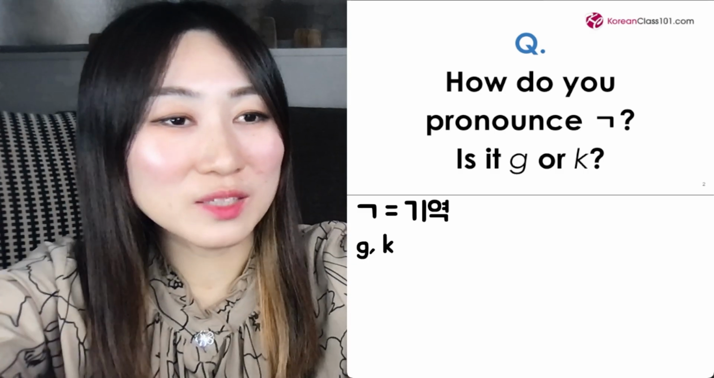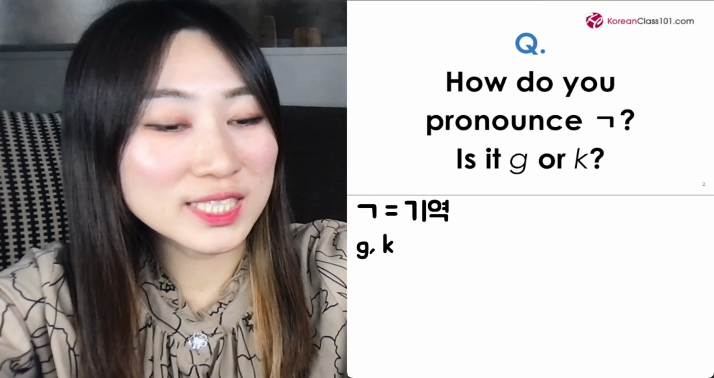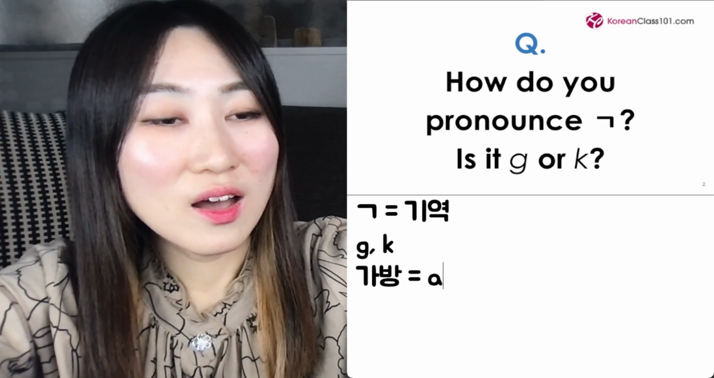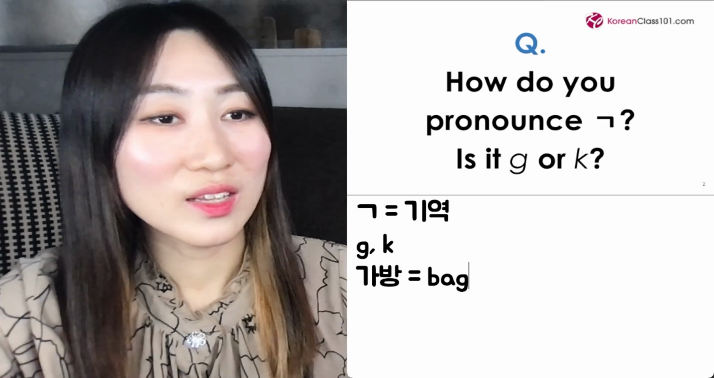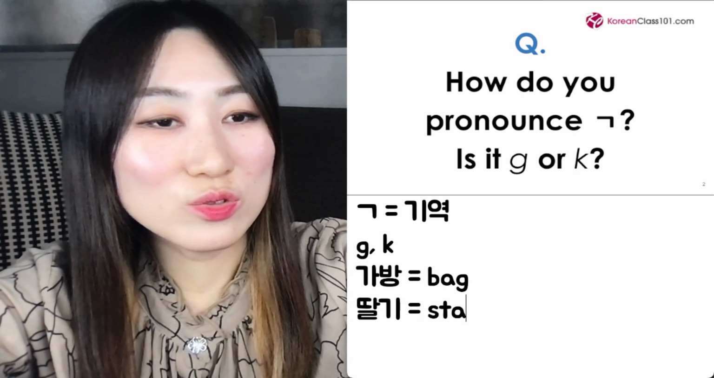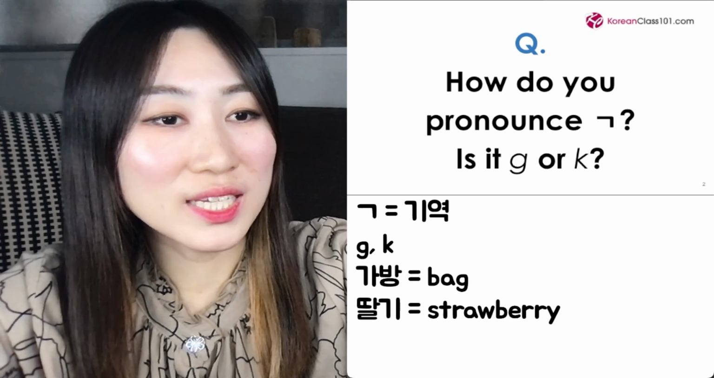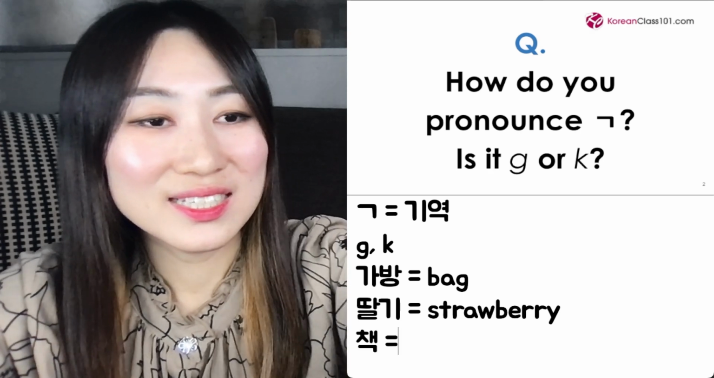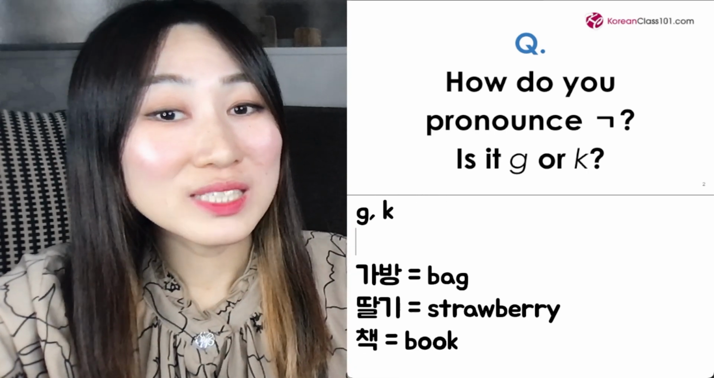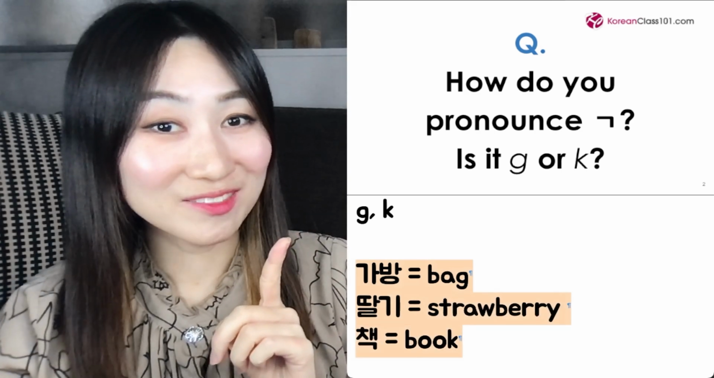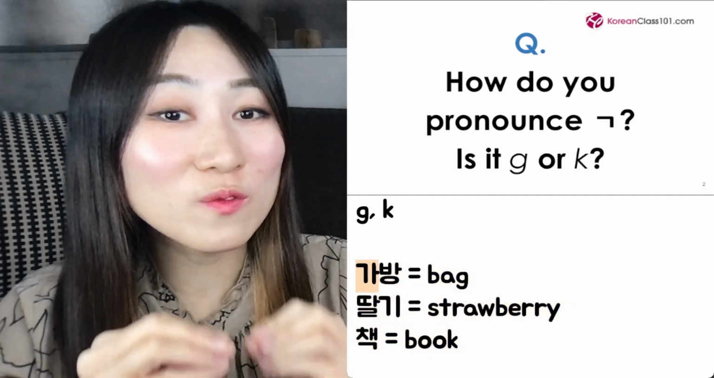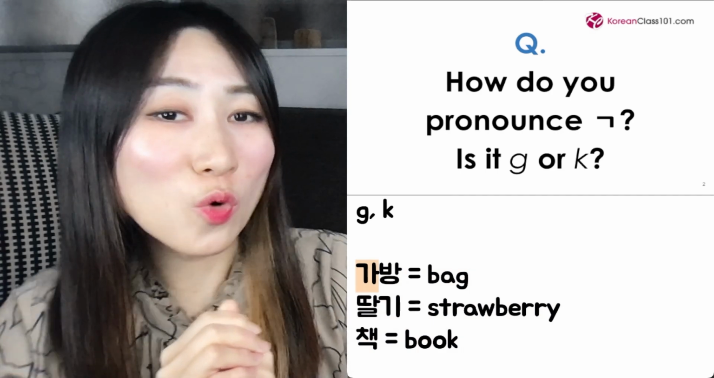But here are some tips. I have some words for you. For example, 가방. It means a bag. And I have this word, 딸기. It means strawberry. And I have this word, 책, means book. While pronouncing this, have you noticed something? If this ㄱ sound comes at the beginning of the syllable, the beginning of the word, it sounds more like K.